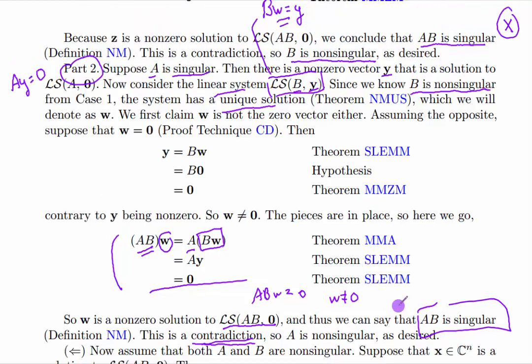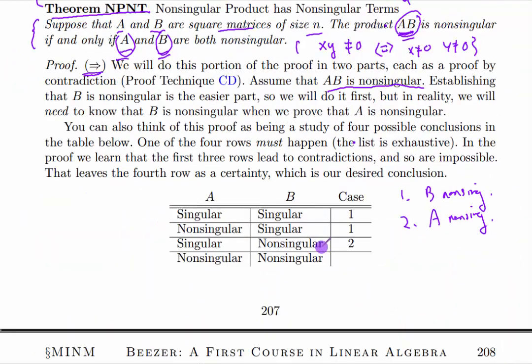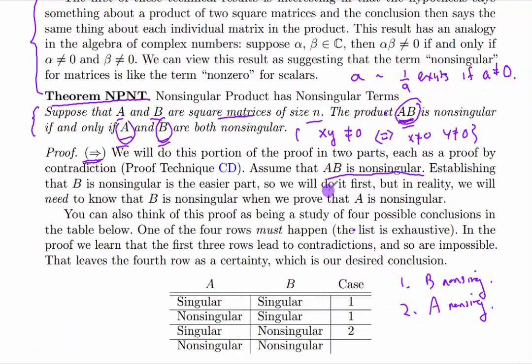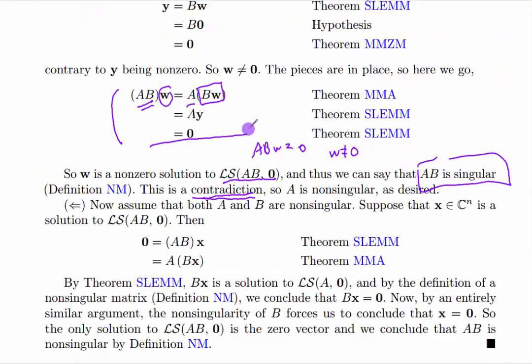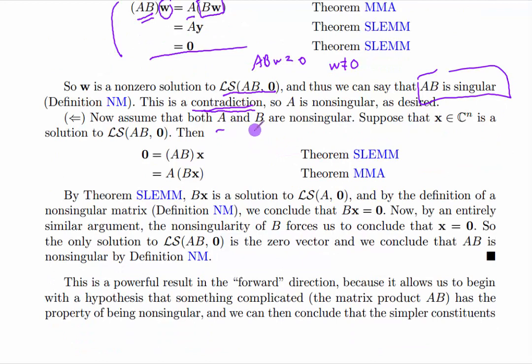Okay? Now, I mentioned way back here that when you prove if and only if proofs, you have to prove both ways. We have just proven that when AB is non-singular, then A and B both must be non-singular. We have to go the other way as well. So the second half of the proof is assuming that A and B are both non-singular. And the conclusion we'll want to draw is that AB is non-singular. Right? We're also going to prove by contradiction.